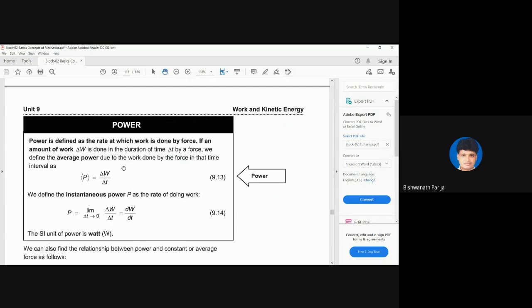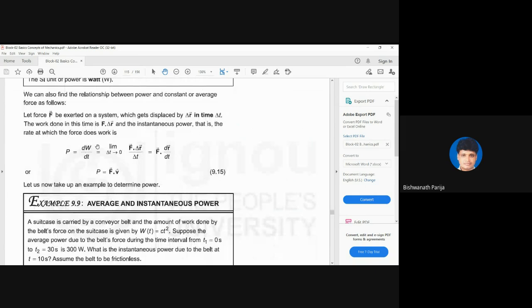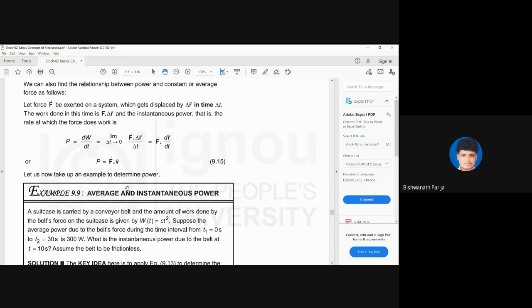So power equals the rate of doing work: total work done divided by total time taken. Instantaneous power you can also find as dW by dt. Since dW is F dot dr, power is F dot dr by dt, and dr by dt is velocity. So power is the dot product of force and velocity. The dot product of two vectors is a scalar.